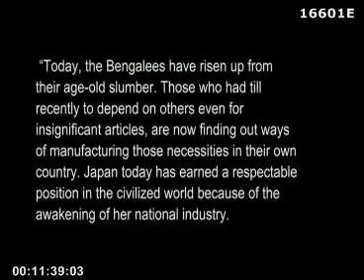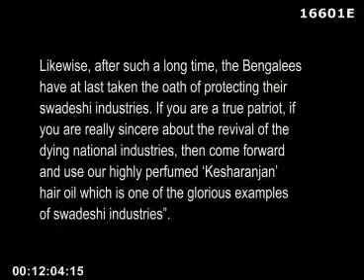One is an advertisement given in 1908 by the manufacturers of Kesharanjan hair oil. Quote, "Today the Bengalis have risen up from their age-old slumber. Those who had till recently to depend on others, even for insignificant articles, are now finding out ways of manufacturing those necessities in their own country. Japan today has earned a respectable position in a civilized world because of the awakening of a national industry. Likewise, after such a long time, the Bengalis have at last taken the oath of protecting their Swadeshi industries.